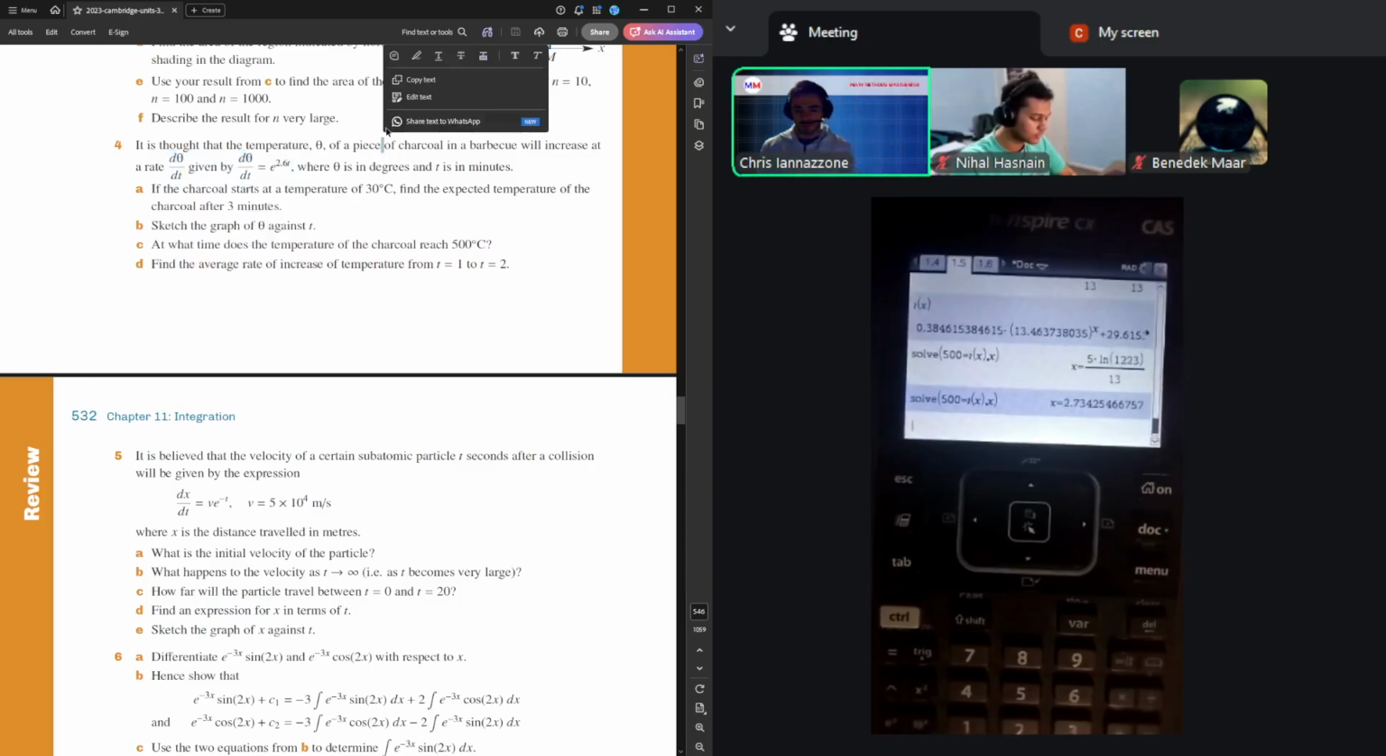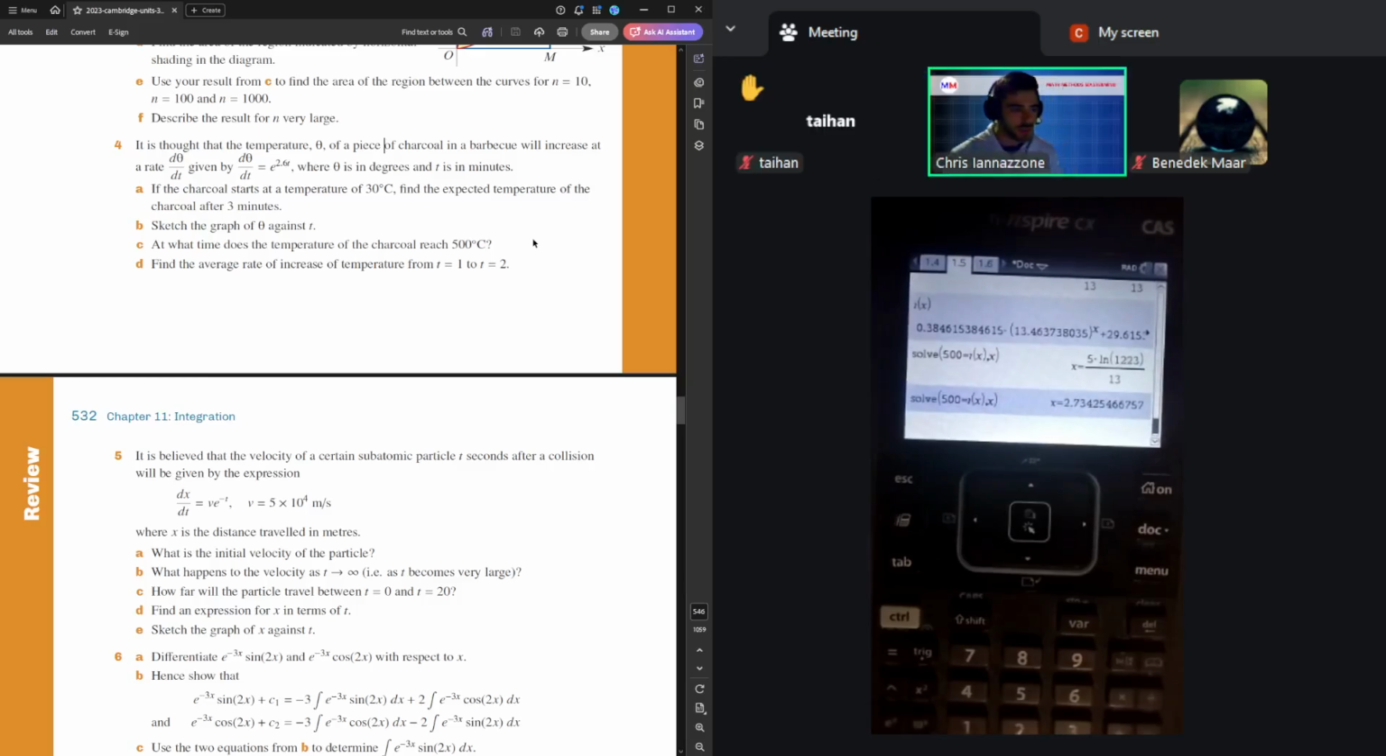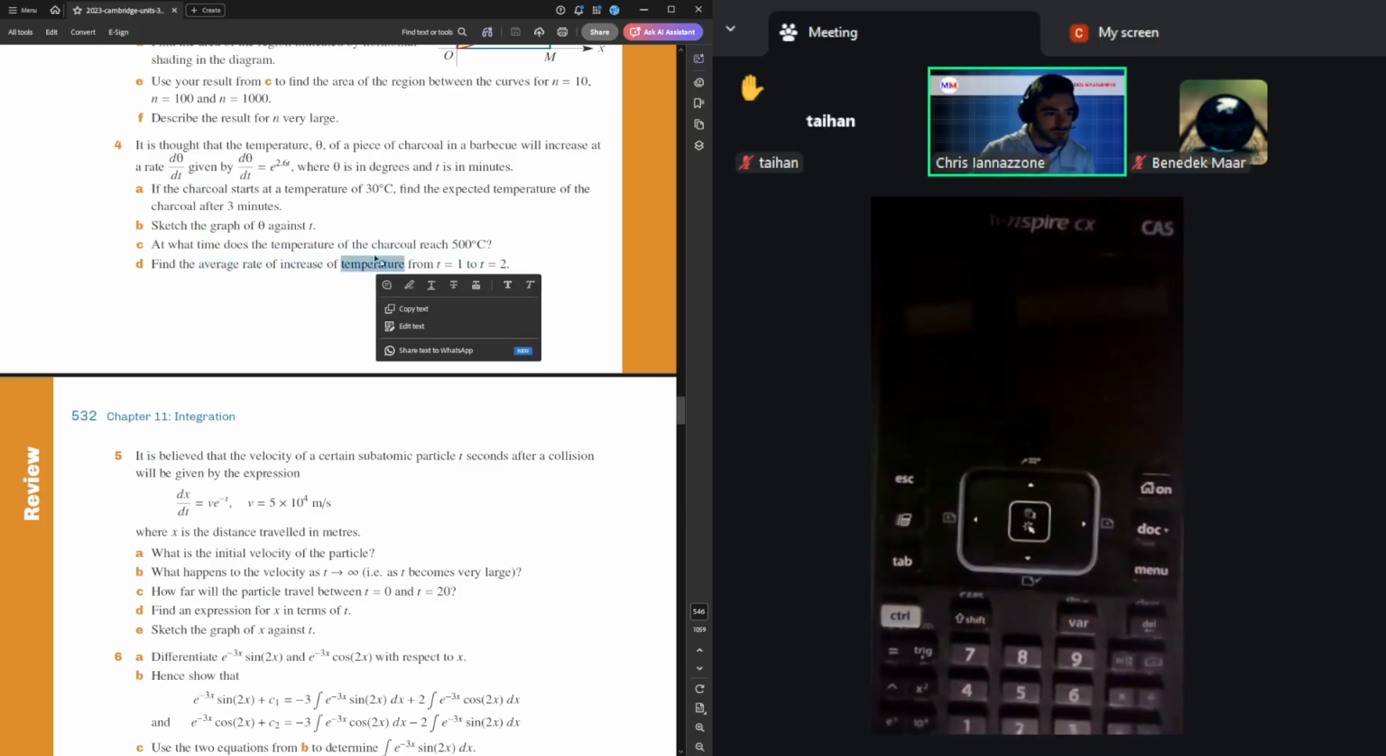But for now, we'll focus on probably the most expected way of going about things, which is, because it says find the average rate of change, increase, of temperature, because it's referring to the temperature as the thing you're trying to find the average of, you apply it to the temperature equation, which would be the antiderivative.